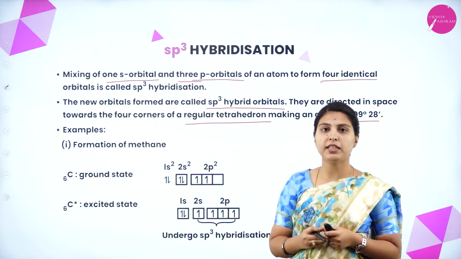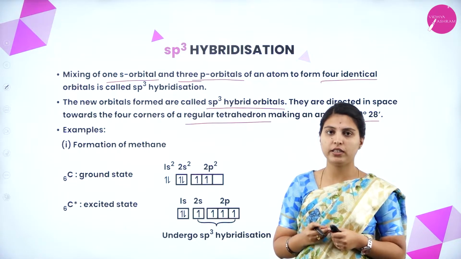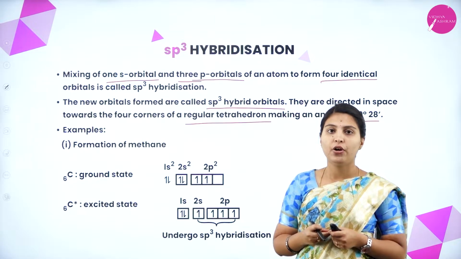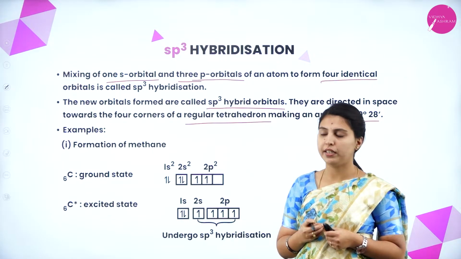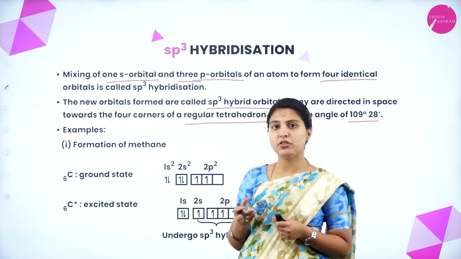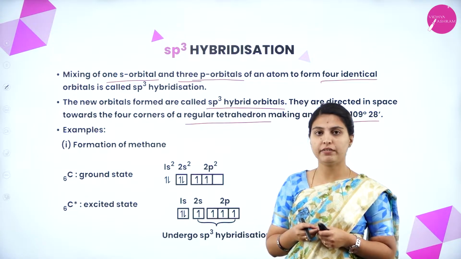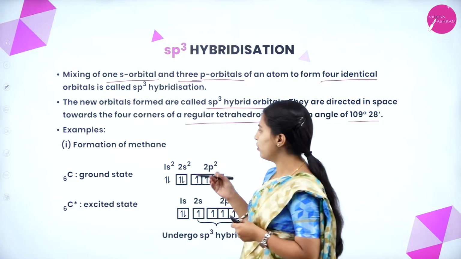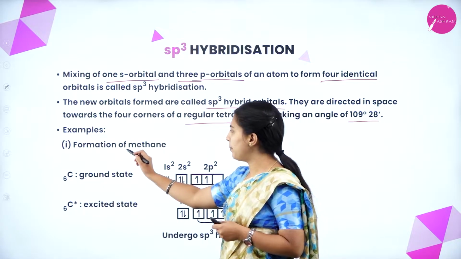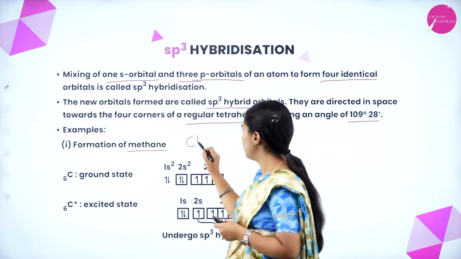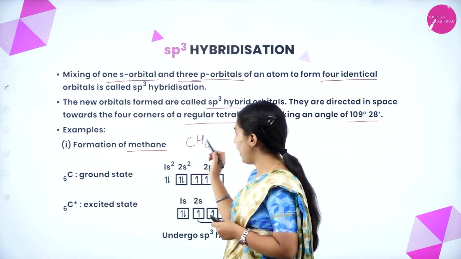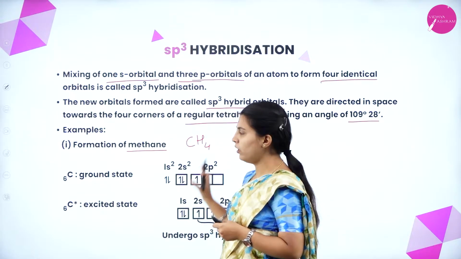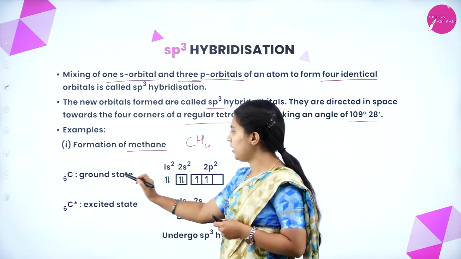In the bond parameters itself, we have understood that bond angle will be determined based on the geometry, right? It will be distorted when lone pairs are present. So, we'll see now. For example, methane, CH4. This is the molecular formula. Now, we have to understand the overall geometry here.